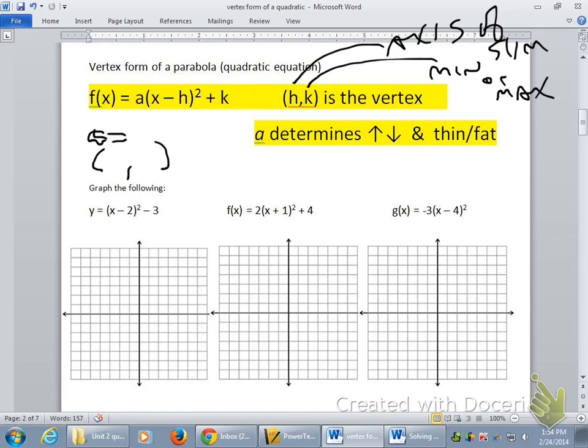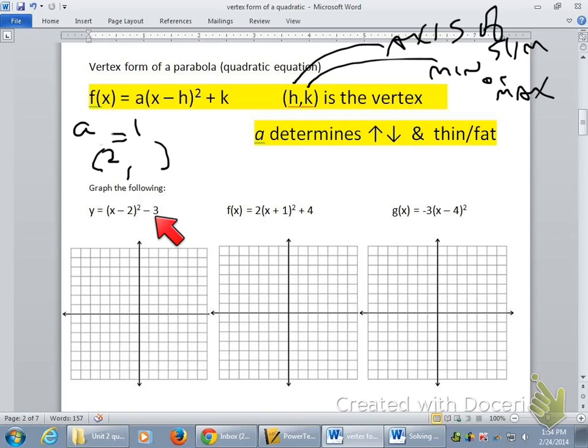What's A? Okay, that is not an A. That's an A. A is 1. I totally agree with you. A is 1. What about the vertex? Okay, let's be super careful here because notice up here that says minus H. So that's a positive 2, because if I need that to be minus, then that 2 right there has to be positive. So this is a positive 2.